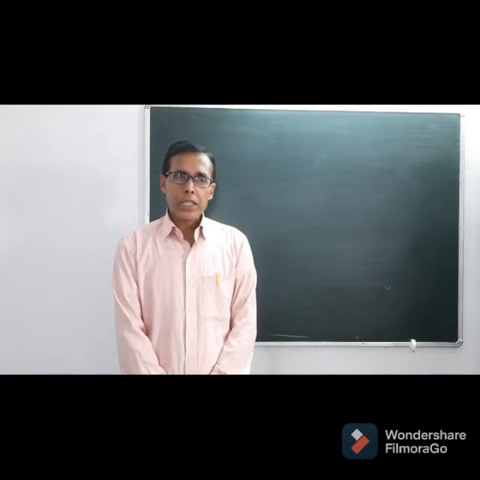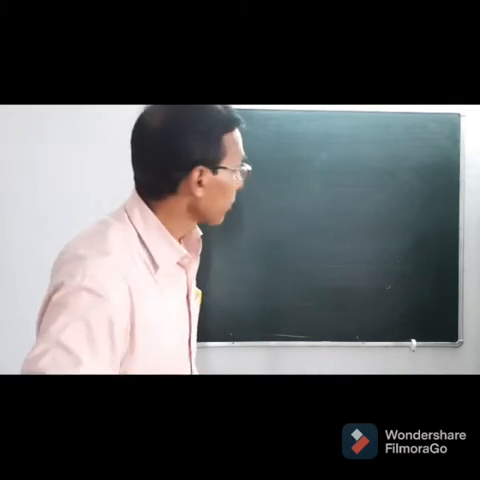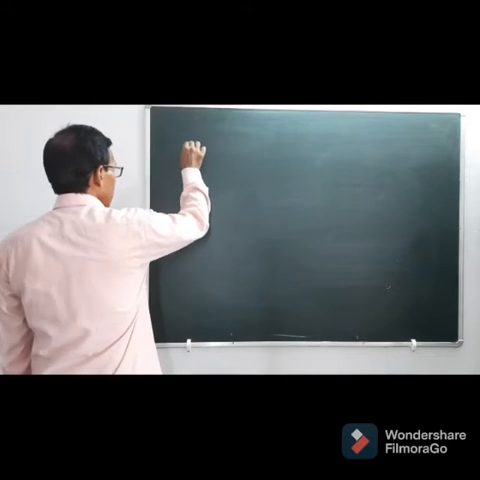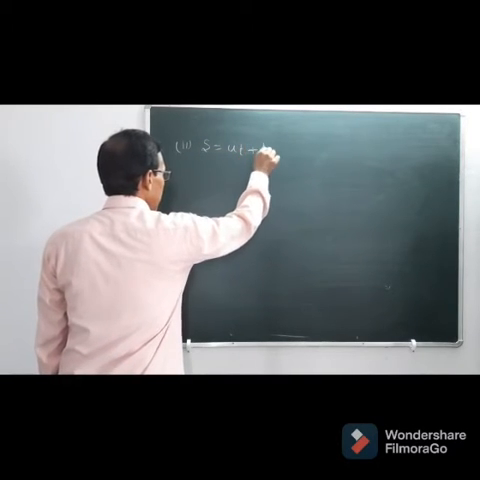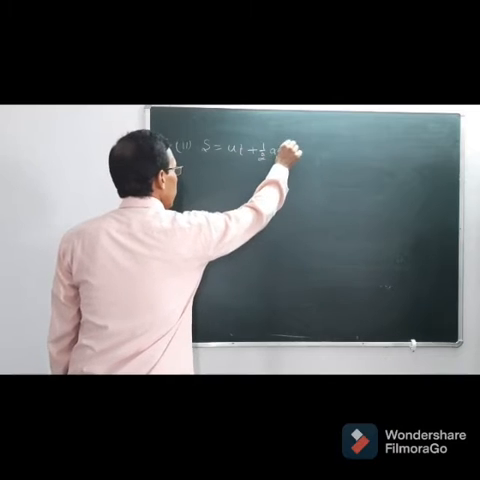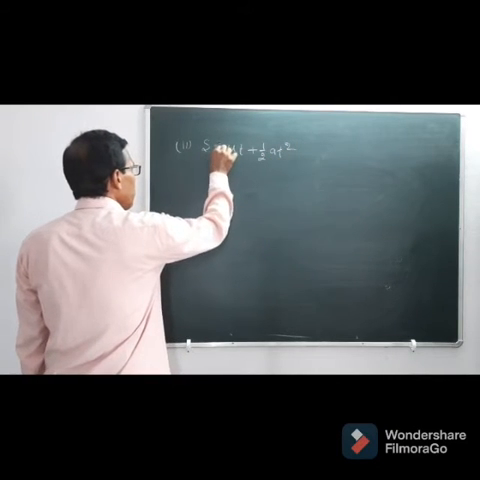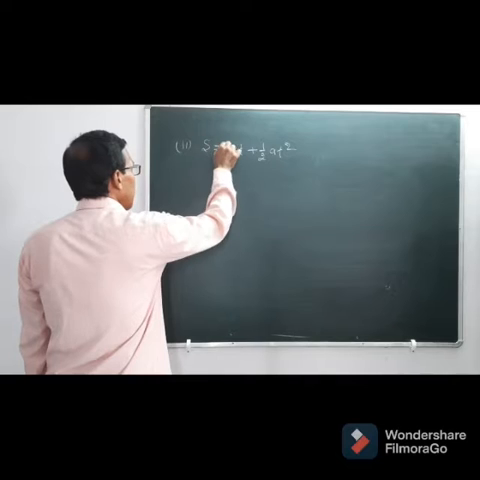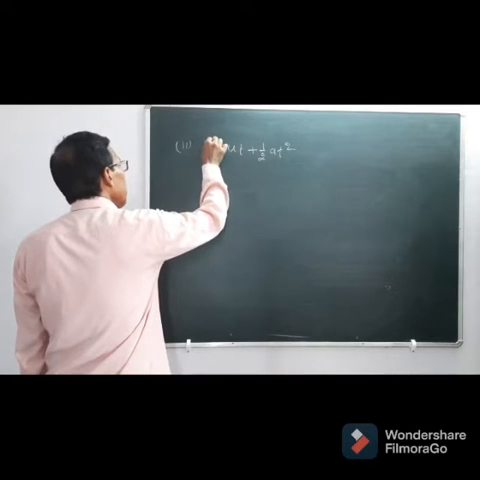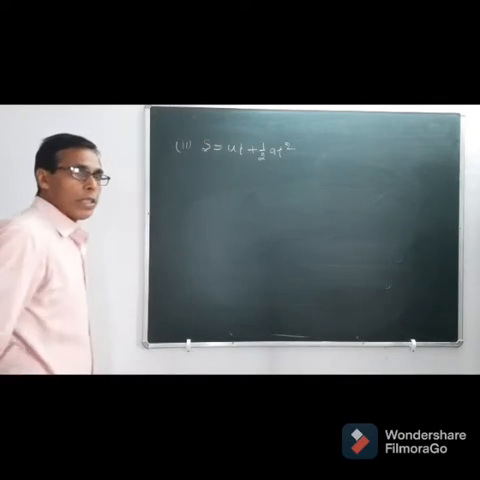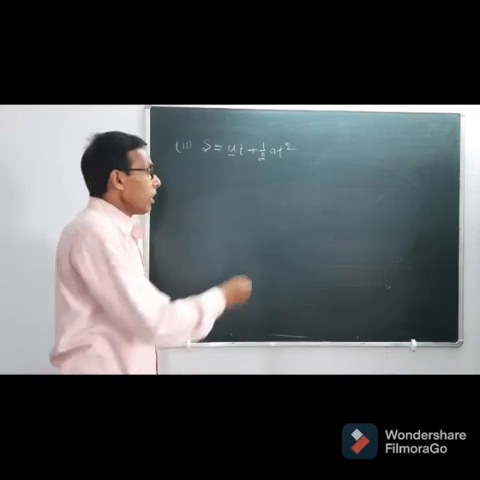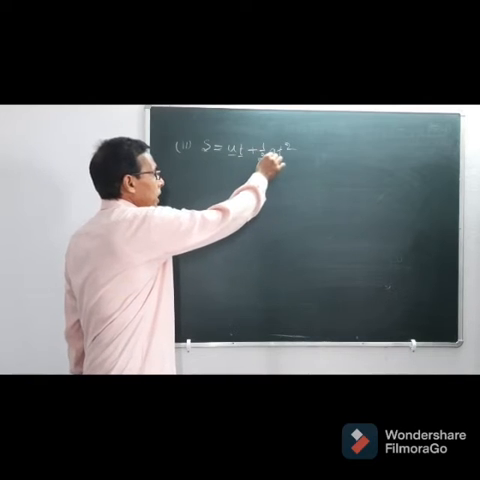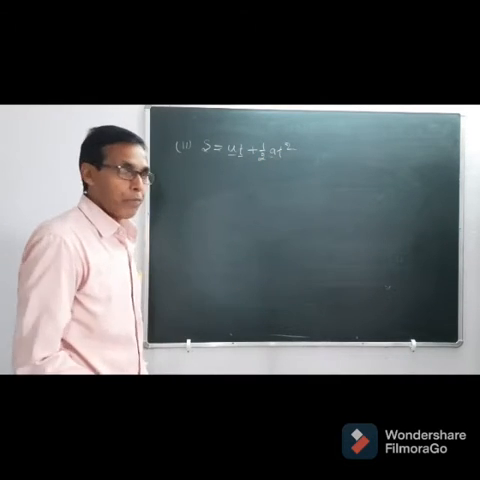Today I am going to discuss the graphical proof of the second equation of motion. The second equation of motion is S = ut + ½at². It correlates the distance covered by the body, the initial velocity of the body, the time of journey, and the acceleration produced in the body.